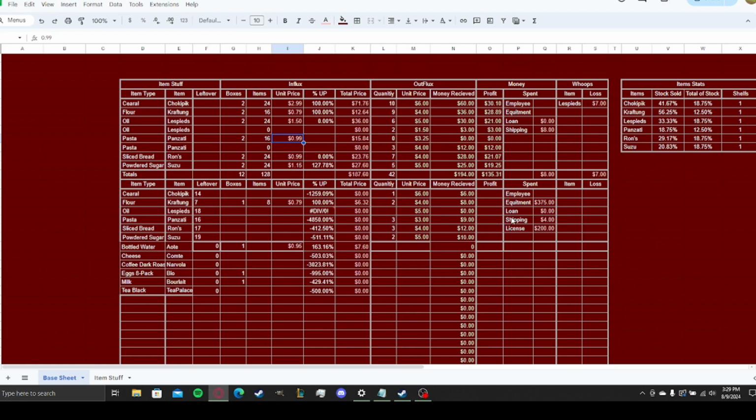Also, this will come up later, but Jesus Christ, Mark spending nearly his entire loan on just equipment and licensing that he will not fill, probably.